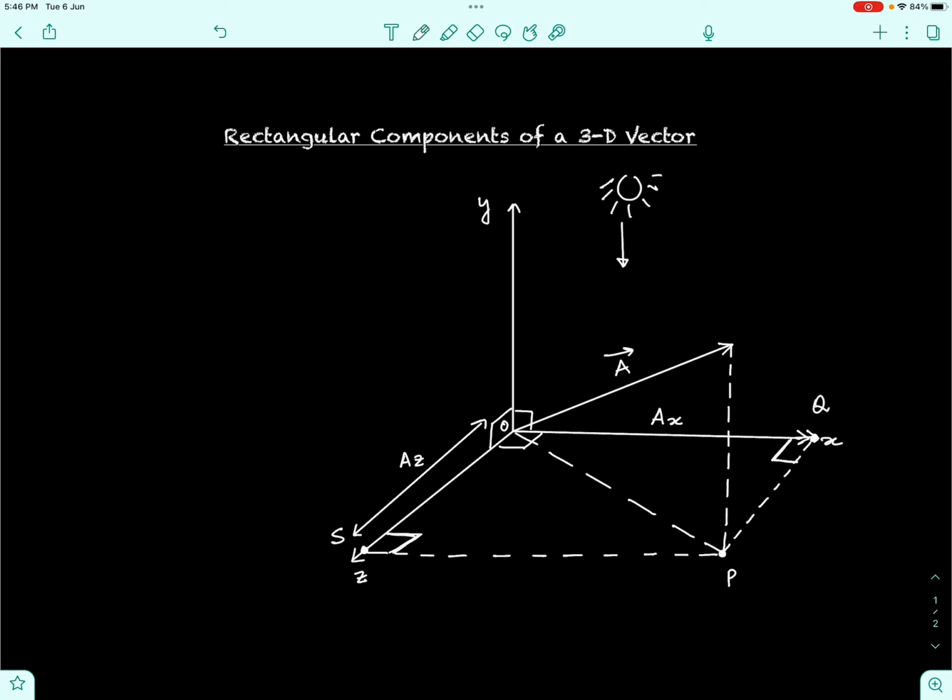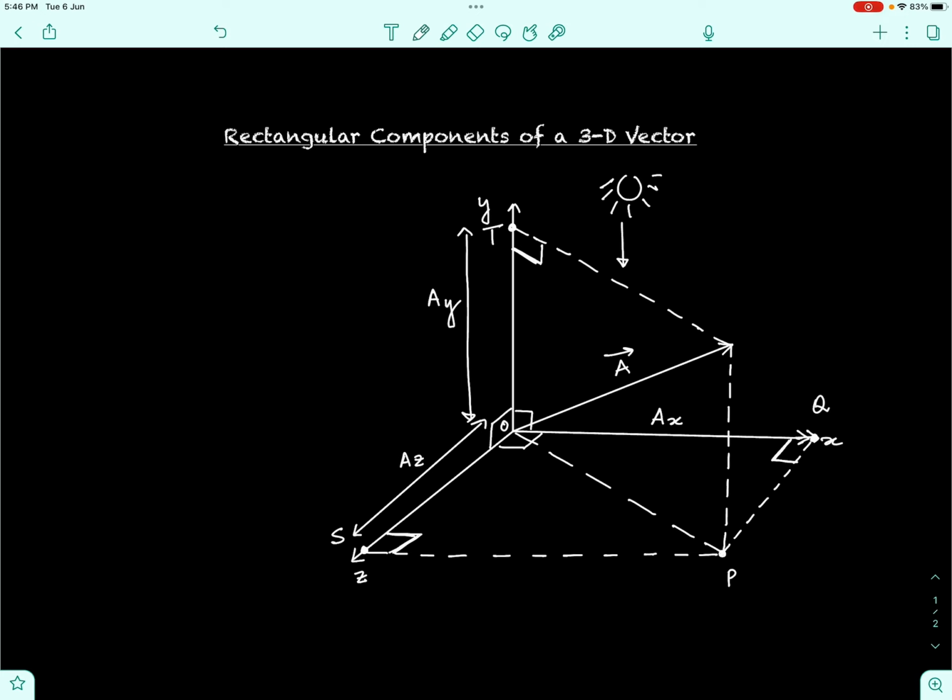And in order to draw the y component, what we need to do is take the tip of the vector A and draw a line which is parallel to the line OP, because it is then that it will be perpendicular to the y axis. So, it will look like this. This will be perpendicular to the y axis, and if we assume that this point is some point T, then the length OT will be the y component of the vector A. I hope this three-dimensional figure is clear to you.